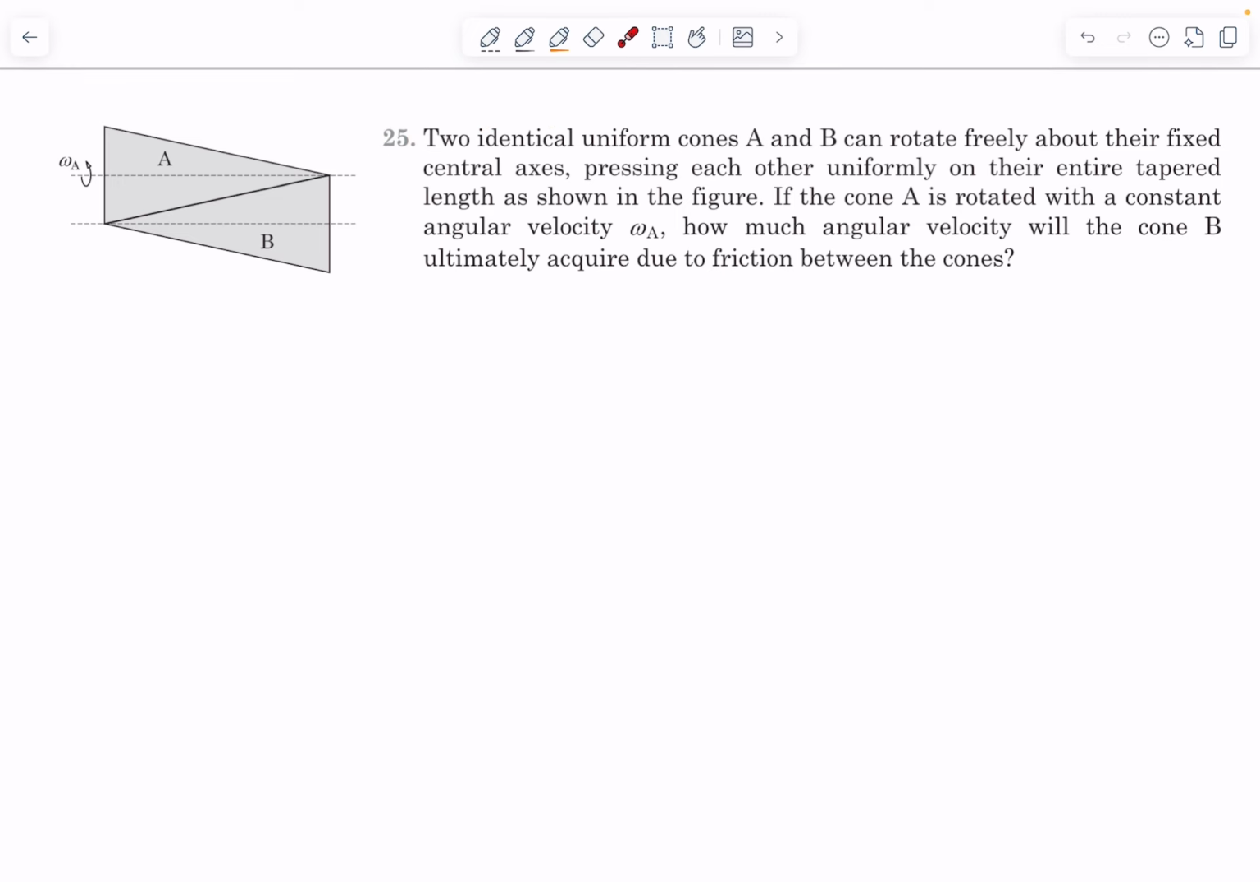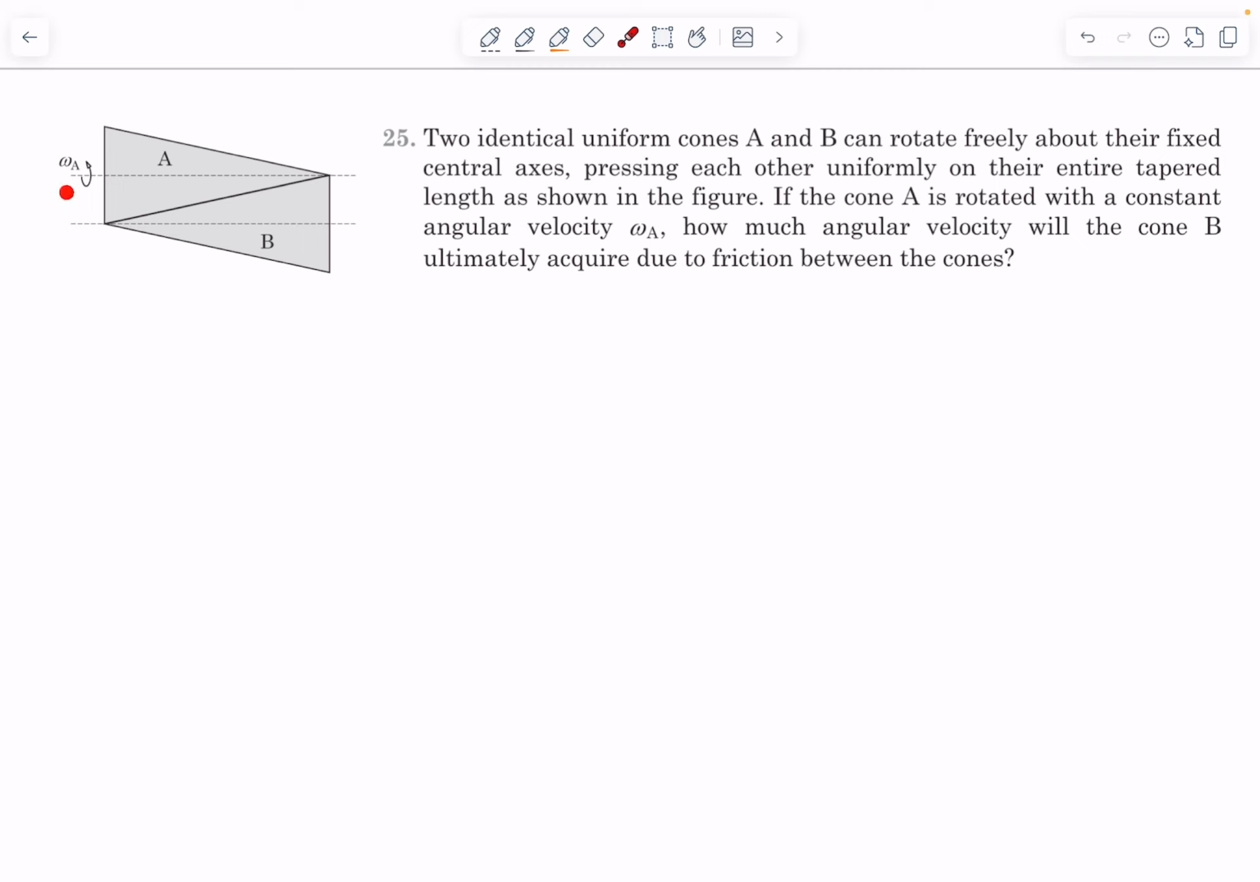Okay, so in this question we have two identical uniform cones A and B that can rotate freely about their fixed central axis. The axis that they're talking about is going to be horizontal in this case. Now if cone A is rotated with a constant angular velocity of omega A, then the question is how much angular velocity will cone B ultimately acquire due to friction between the cones?